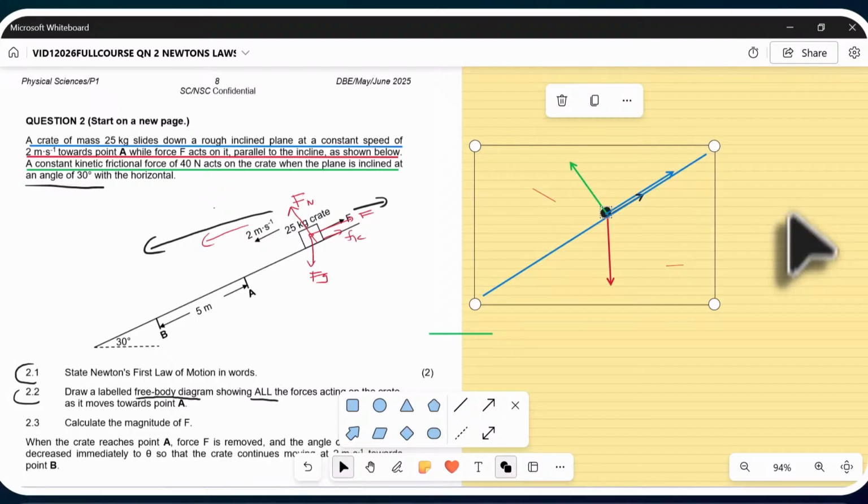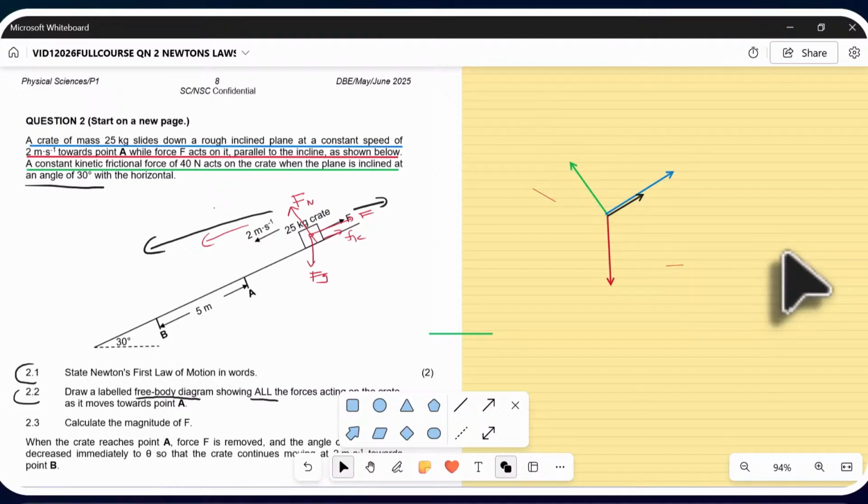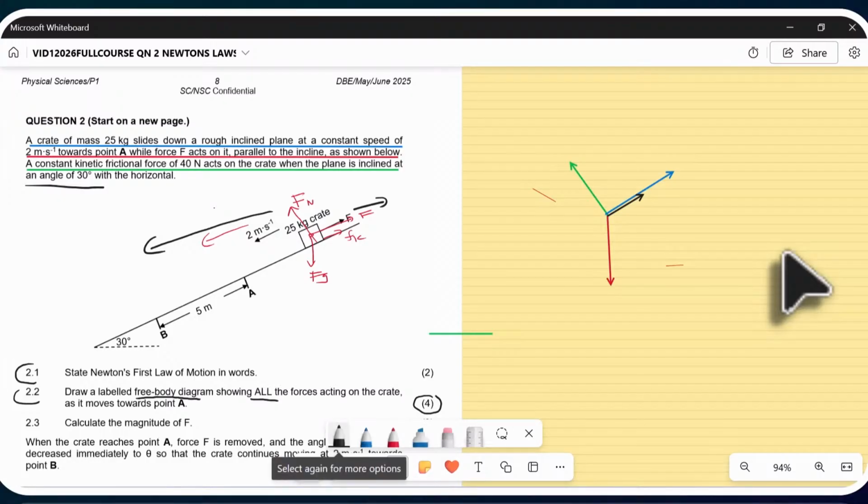So now what I have is the free body diagram, but they said it must be labeled. So let's label it now. Here we have our normal force, which is F normal. Then we have the applied force F, and then the kinetic frictional force. Then we have the weight, or call it FG. All right, guys, this is our free body diagram. That is question 2.2.